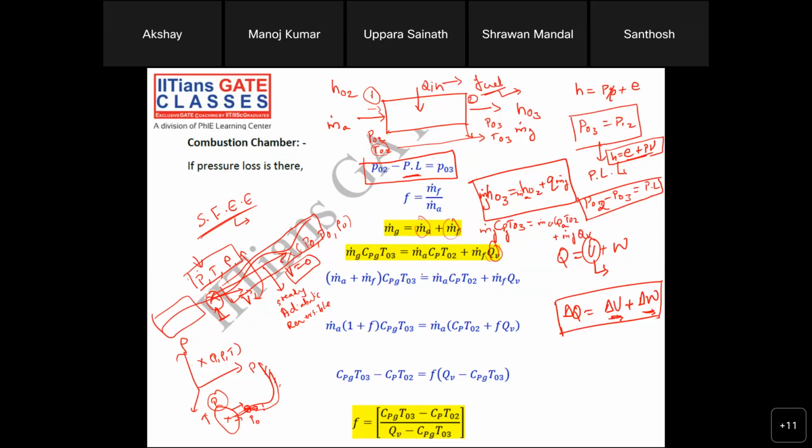Now if I do simple algebraic manipulations, I am using m dot g equals m dot a plus m dot f. What is this particular law? Can anybody recall? It is basically coming from your fluid dynamics. Mass flow rate of gas is equal to mass flow rate of air plus mass flow rate of fuel. It's basically continuity, right?